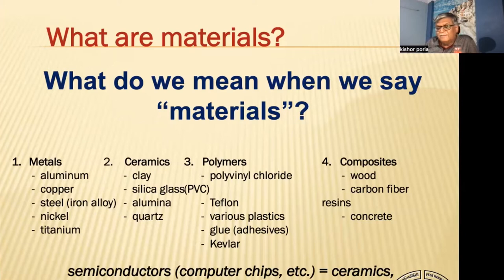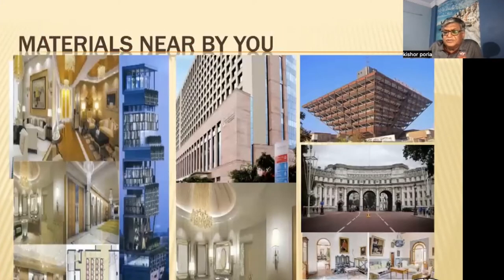Broadly, materials can be classified into different groups. The groups are metal, ceramic, polymer, composite, semiconductor, smart material, advanced material, nanomaterials, and so on. You can see that different types of materials are used for different purposes. If I look at the construction of a building, you can see that many different types of materials are used for the construction.